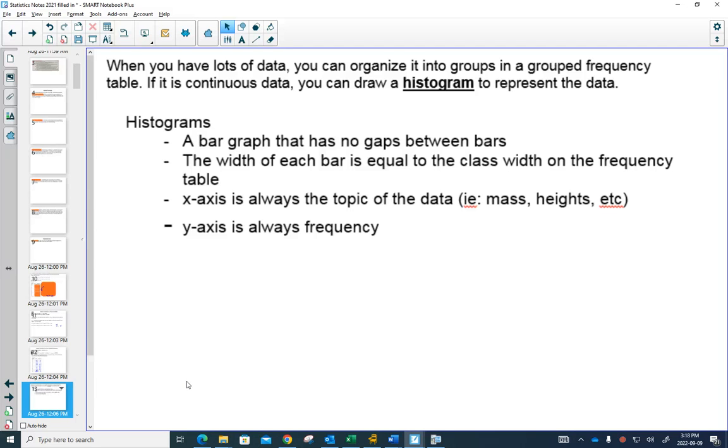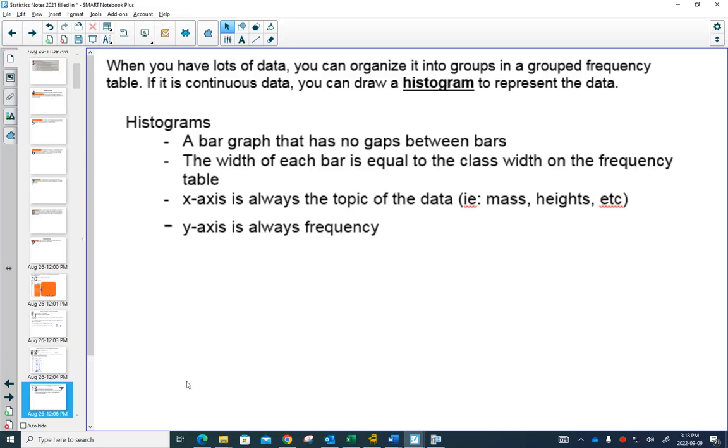The next thing we're going to look at is how to draw graphs. A bar graph is called a histogram, but a histogram has no gaps between the bars, and a bar graph does. In a histogram, you always make the width of what you're looking at the same, so it has the same width all the way through. So we call that the class width.